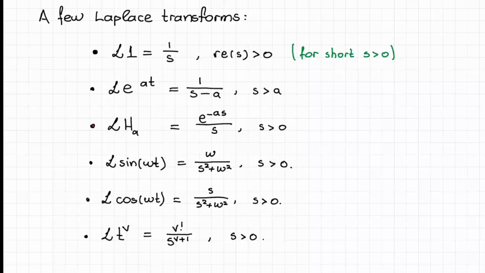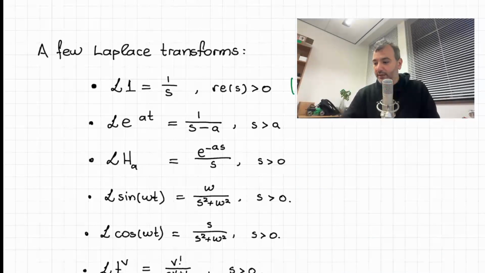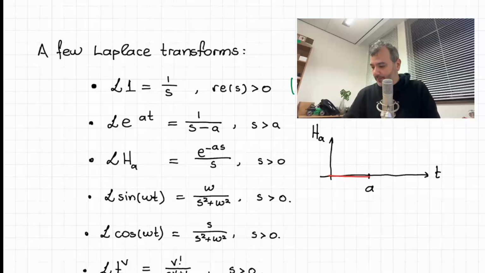The third one is the Laplace transform of this function here, which is called the Heaviside function with parameter a. Now, this is a very useful function, especially in electrical engineering, because this is your familiar switch at time a. This is time, this is your function h_a, this is time a, and at this time a, your function from 0 goes to 1. You flip a switch, you turn it on. So the Laplace transform of this function is e to the minus as over s.